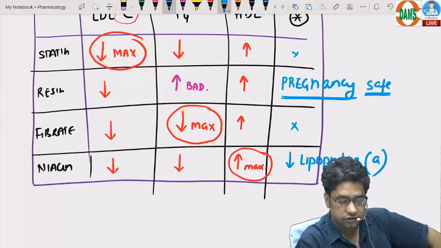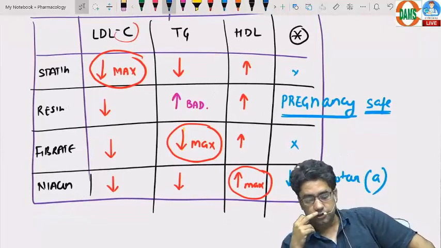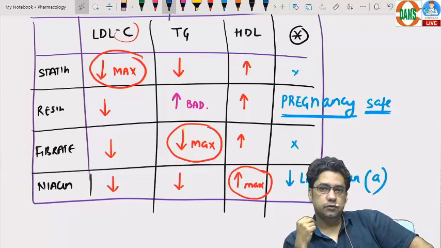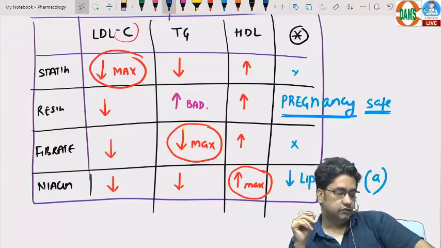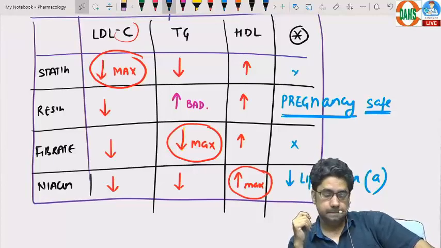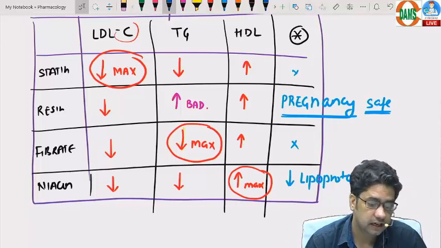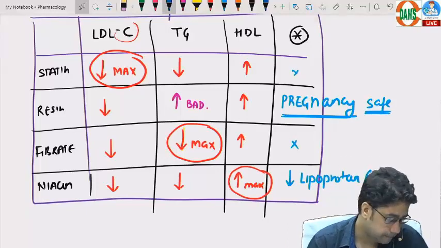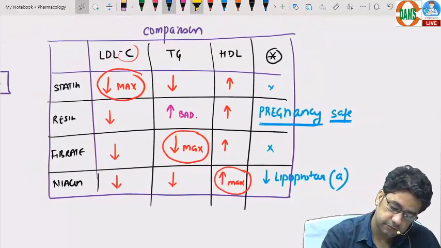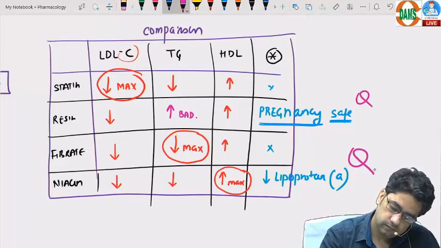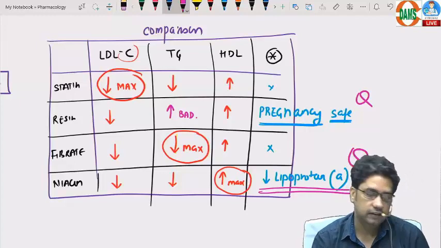If you remember this chart, most of the questions will be solved. Most of the questions will be solved. Done? Let's talk about new drugs that will finish hypolipidemic drugs. This is an MCQ. Which hypolipidemic drug reduces lipoprotein A level? Niacin.